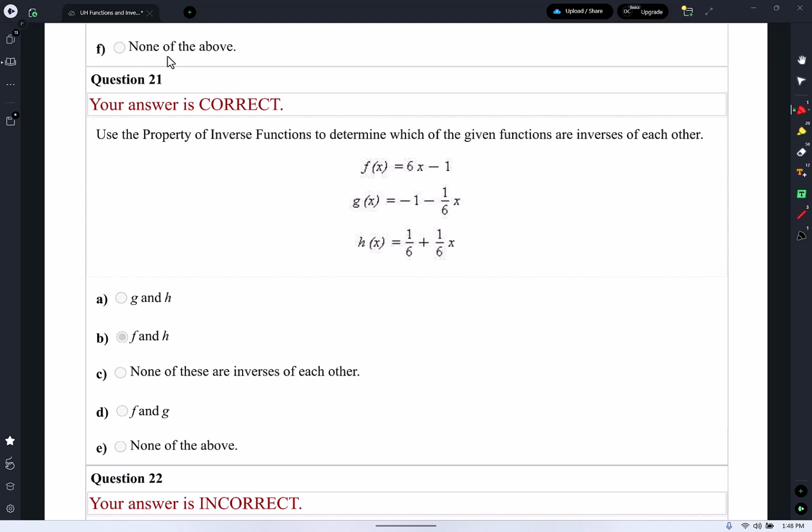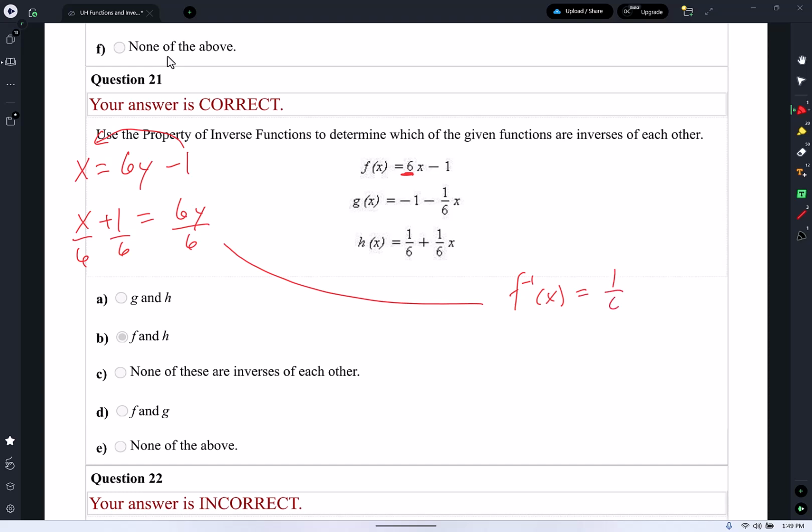Use the property of inverse functions to determine which of the given functions are inverses. Okay, so I only see one that has a slope of 6, and I see two that have a slope of 1/6. One's positive, one's negative. Maybe that's a hint right there. So I'm going to take the first equation. I'm going to go x equals 6y minus 1, and I'm going to solve for y. So I'm going to move that 1 to the other side, and write x plus 1 equals 6y. And I'm going to divide everything by 6. So what do I have? I have f inverse of x equals (1/6)x plus 1/6.